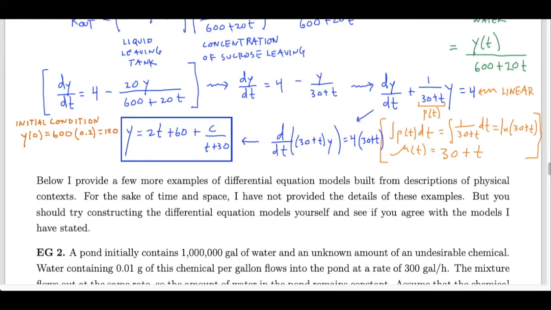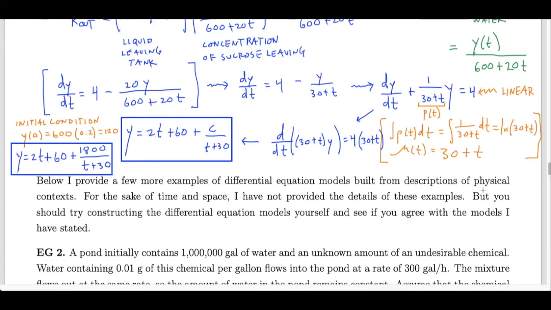Let me just go ahead and write out my final solution. Again, I've tried to squeeze in that solution here. You'll notice that incorporating this initial condition indicates that C should be 1800. So my final actual solution is here: y equals 2t plus 60 plus 1800 over t plus 3. So again, this can be used to predict or calculate specific sucrose amounts within the tank at any time t.